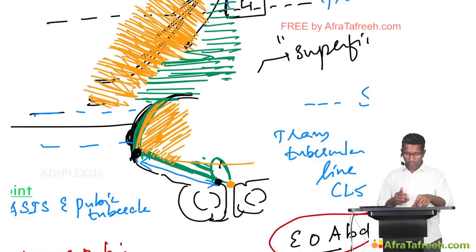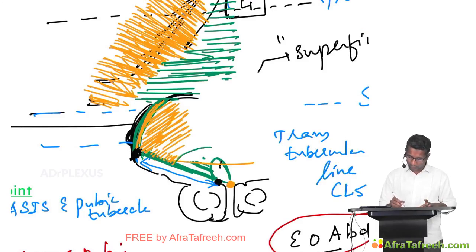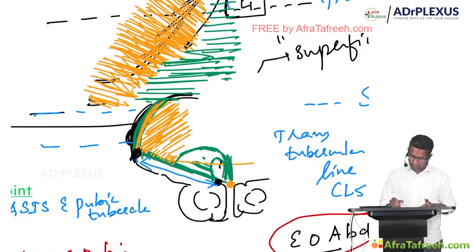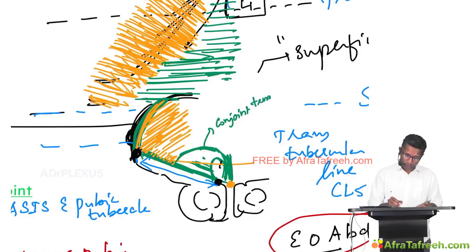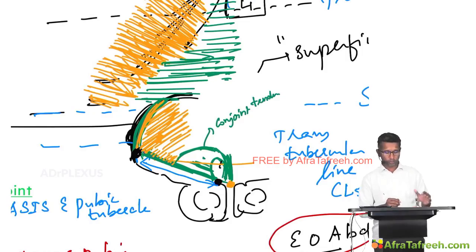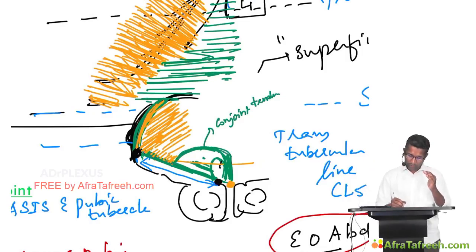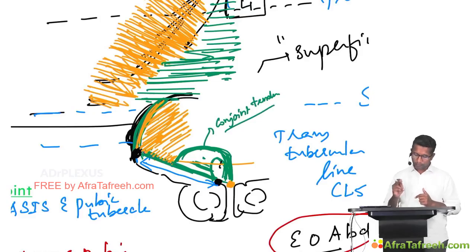Now, on the lower part of this muscle, it forms a tendon. It fuses with the transverse abdominis muscle and forms a tendon called the conjoint tendon. This conjoint tendon goes and gets inserted into the pubic crest. You see an arching of the fibers. This arching of the fibers is called the conjoint tendon.